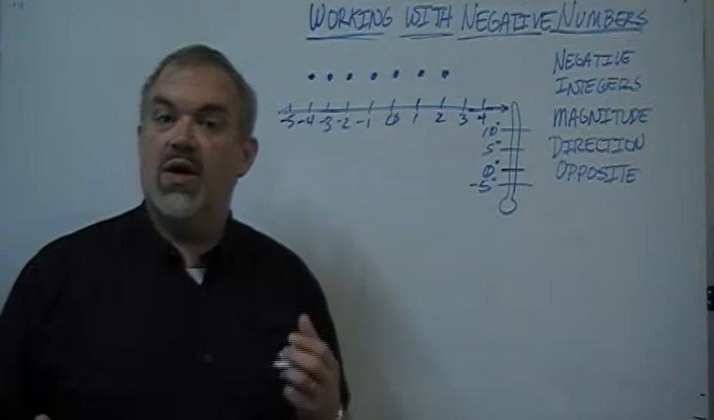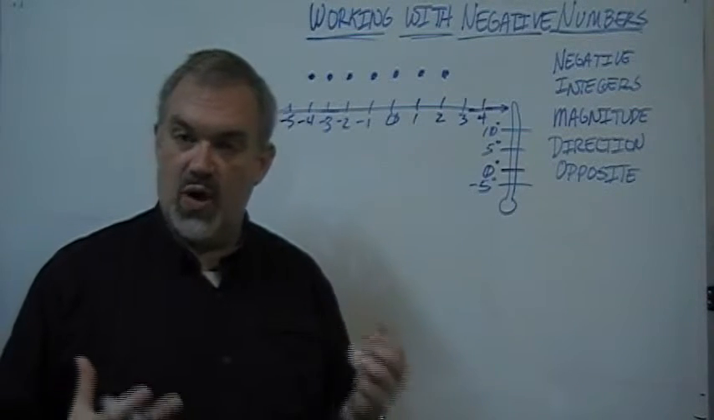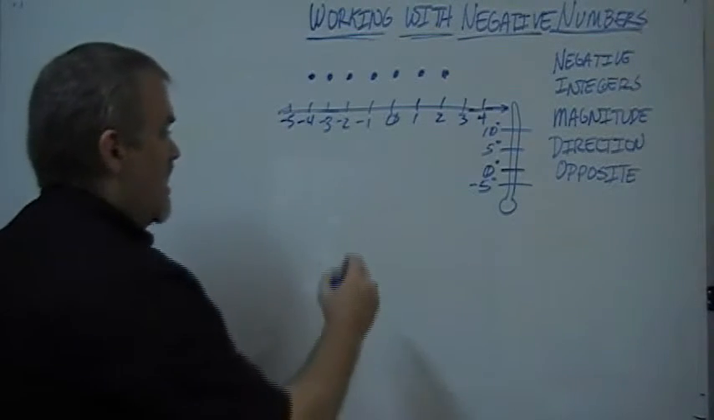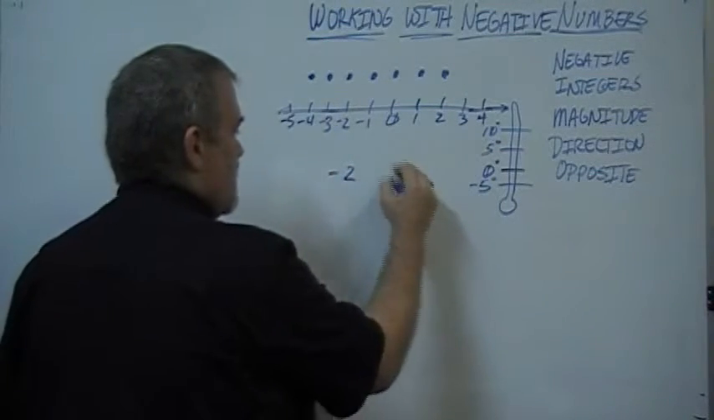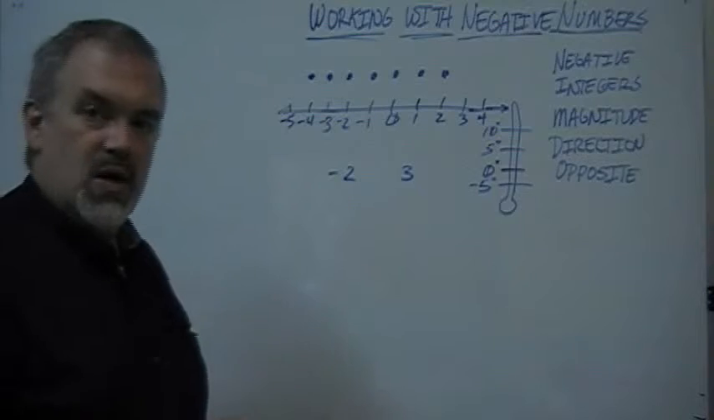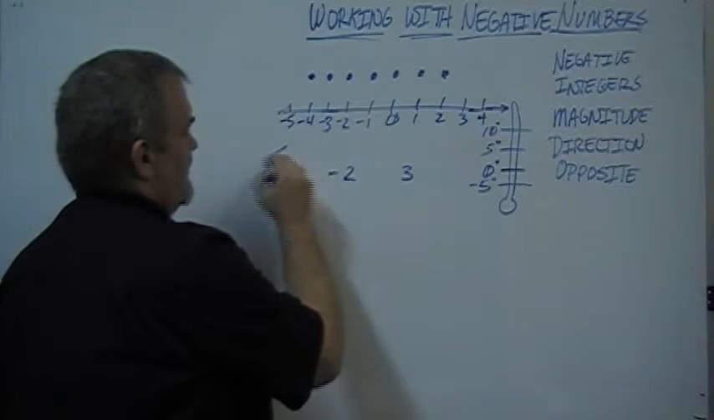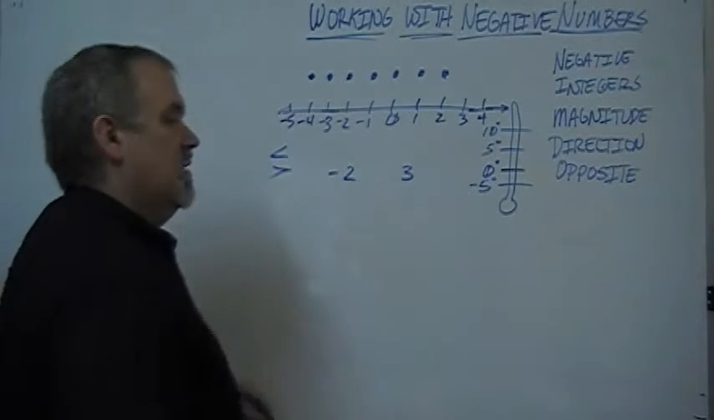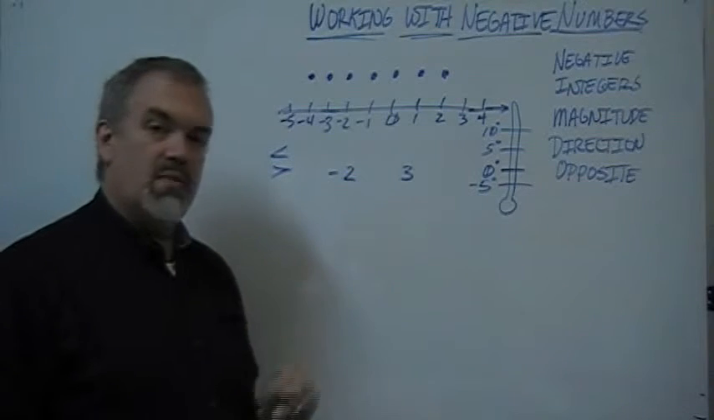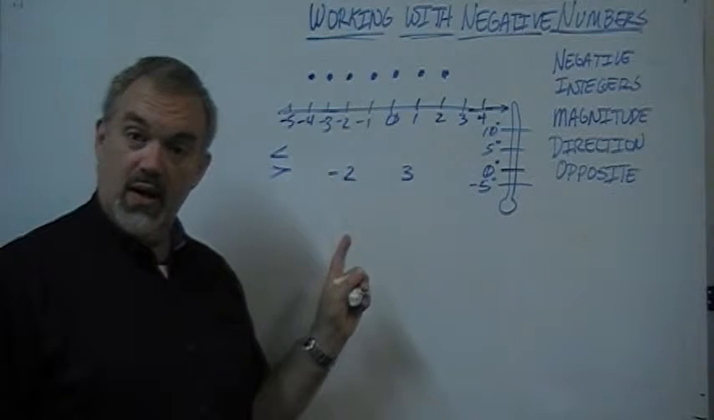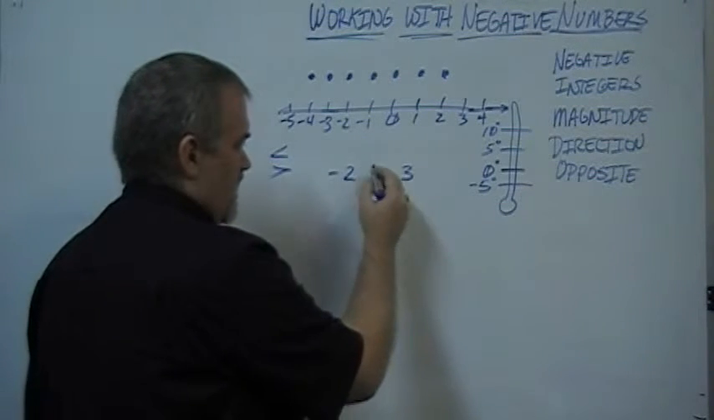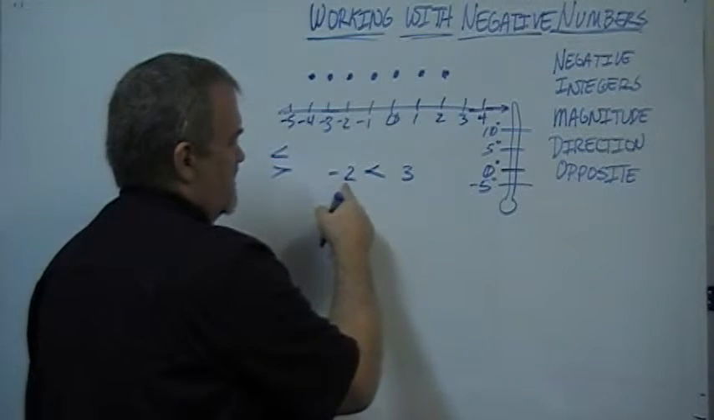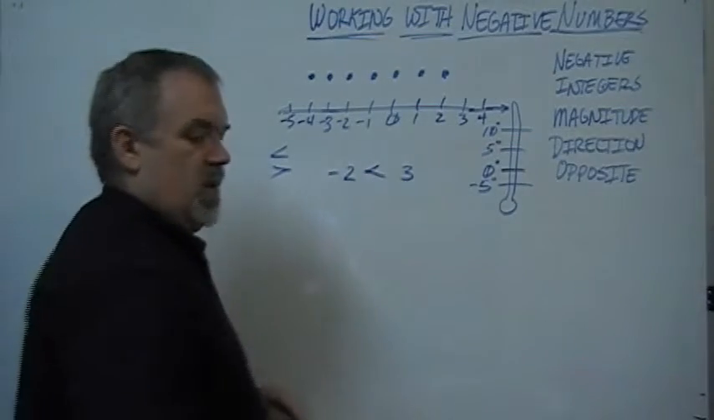The other thing that we can do when we talk about working with negative numbers is we can talk about size comparisons. So perhaps we want to use less than and greater than to talk about these two numbers. Which one is larger than the other one? Well, 3 is bigger than -2, so we say -2 is less than 3.